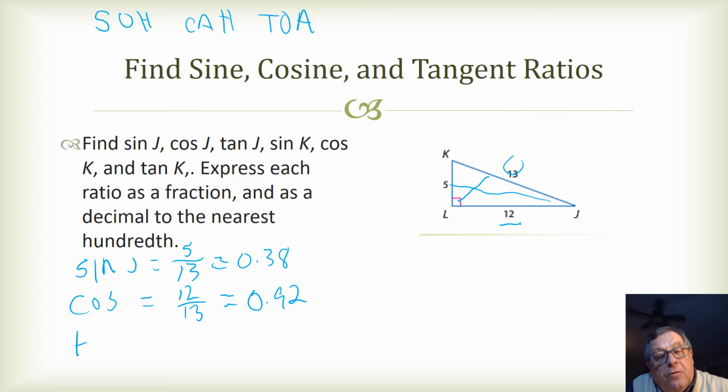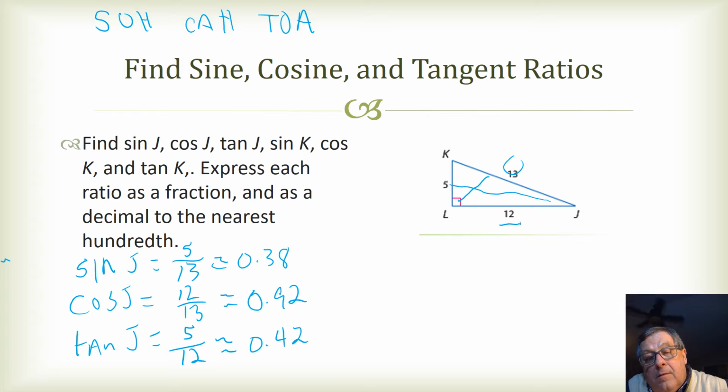And then lastly, for angle J, we're going to find the tangent of J. And the tangent is TOA, tangent opposite over adjacent. We've already determined that the opposite side of J is 5, and the adjacent side is 12. So we got 5 over 12, and let's get that to the decimal rounded to the nearest hundredth. 5 divided by 12 is 0.42 when I round that. Okay, there's sine, cosine, tangent of J.